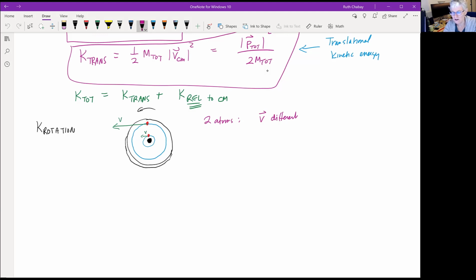Angular velocity or angular speed is the same. Omega, angular speed, is the same. Remember that this angular speed has units of radians per second. Each of these things goes around 2 pi radians in a time T, which is the period, the time it takes to go around one revolution.